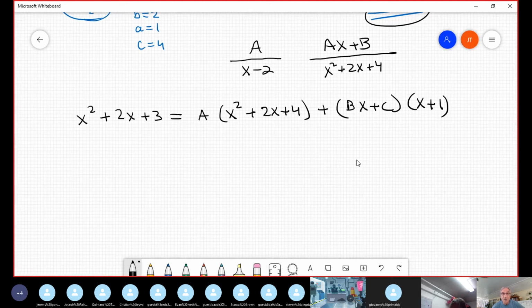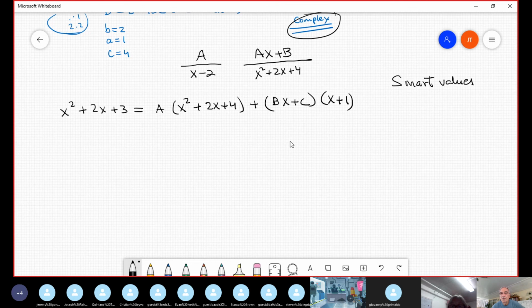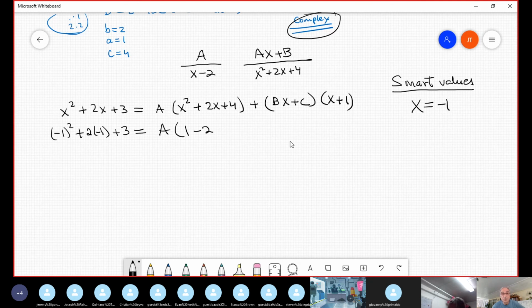Okay? Do we have a smart value or no? Yes, -1. We always have a smart value when you have a linear factor. -1 squared plus 2 times -1 plus 3 is equal to A times -1 squared plus 2 times -1 plus 4, and that part is gone, because -1 plus 1 is 0. So it's 1 minus 2 plus 3, which is 2. On the right, 1 minus 2 plus 4 is 3. Therefore, A is equal to 2 over 3.